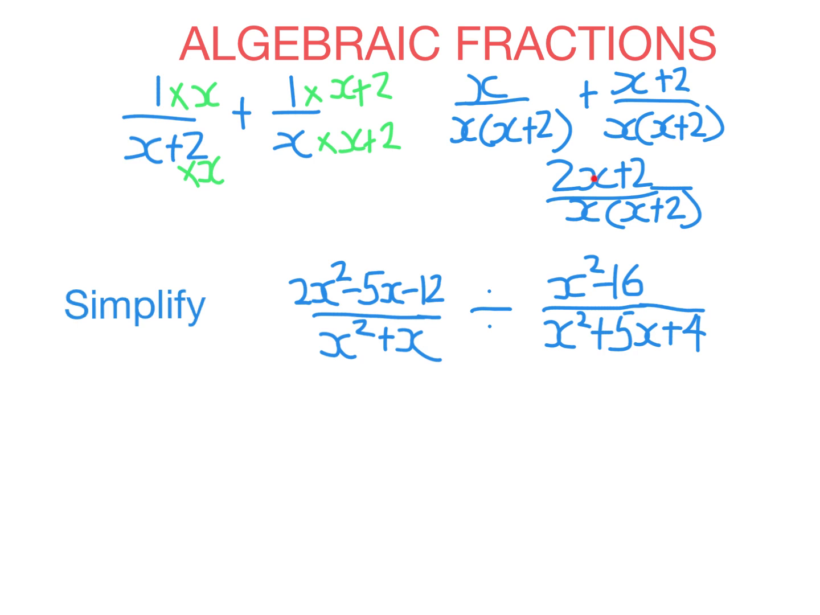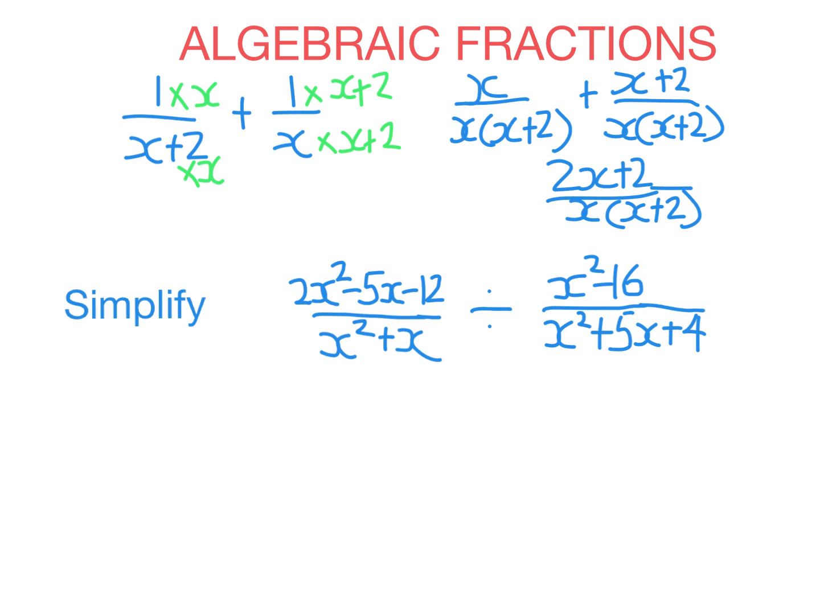Please don't try to cross out x here and x there. x is not a factor of the top. Factor means it's being multiplied. So we can't cross out anything there. We are done.